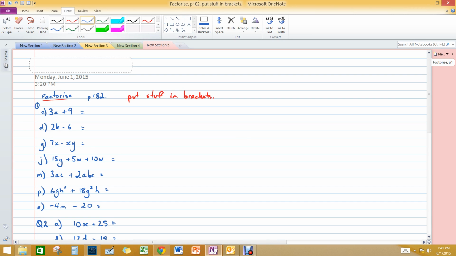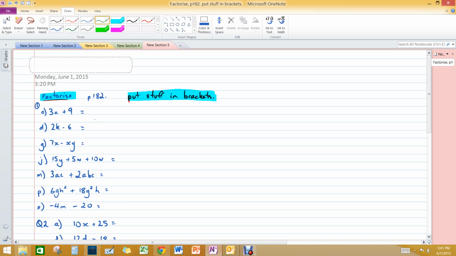So the first thing is when we see the word factorise, what it actually means is to put stuff in brackets. In its most simple term, that's what it means. So when you see factorise, you've got to be thinking to yourself, righto, I'm going to need to end up with some brackets. Okay, we'll start with question 1a.